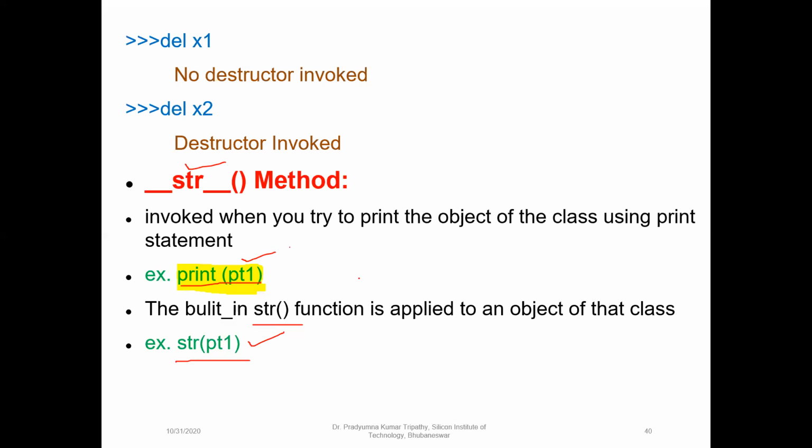Sir, do we have to use underscores before and after str, or directly use the str function? Because to convert to a str data type we also use the str function. In the second example, we just wrote str and inside the function we passed the object of that particular class. So I just want to know whether we have to use the underscores before and after str or not.